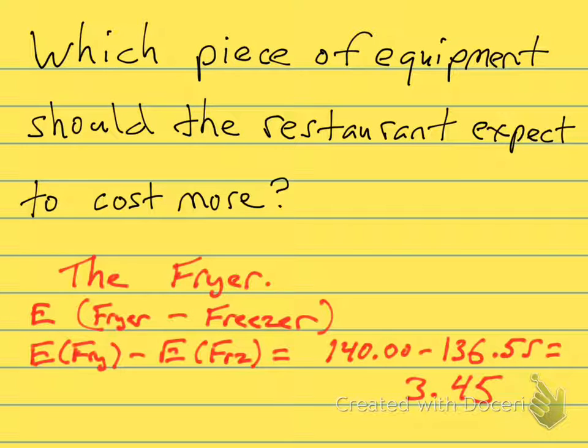Which piece of equipment should the restaurant expect to cost more? Well, obviously the expected cost for the fryer is $140, and the expected cost for the freezer is $136.55. So our expected cost difference is that the fryer will be more expensive by $3.45.